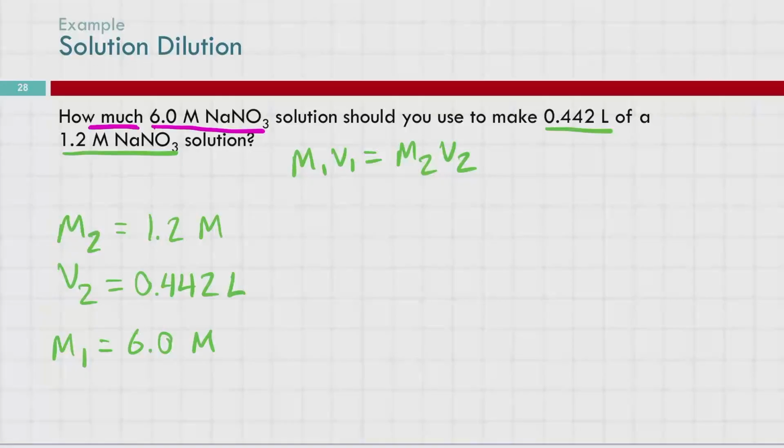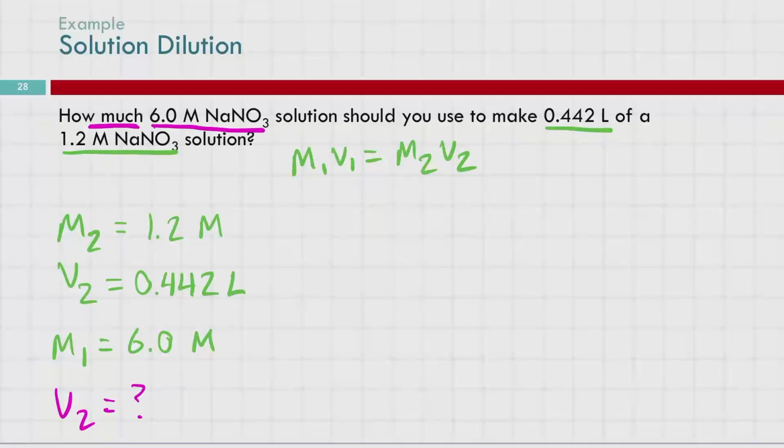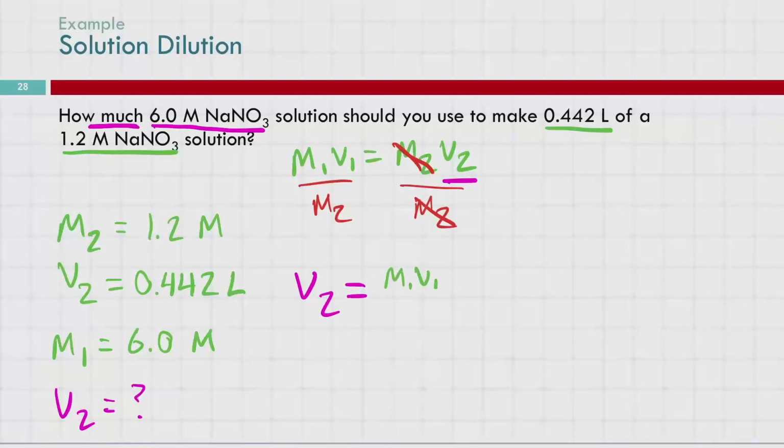So that means that we are looking for V2. If we're looking for V2 in this equation, we need to move the M2 to the other side. So divide both sides by M2. M2 gets canceled out on the right side and appears on the left side. So V2 is equal to M1V1 over M2. And we have all of those variables, so we can just plug them in.